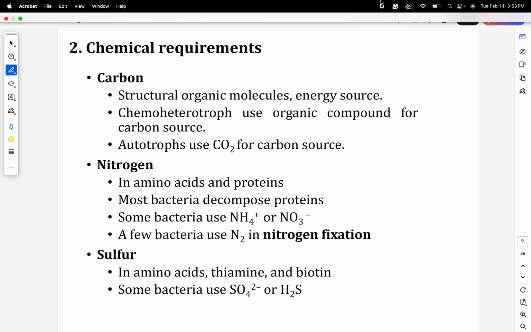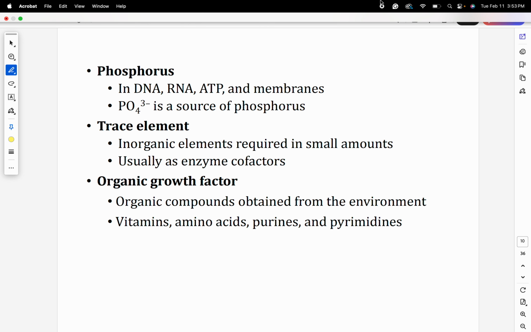Then sulfur, which is related to some amino acids, to thiamine and biotin. So some bacteria may make use of sulfate or hydrogen sulfide as their source of sulfur atoms. For phosphorus, of course, as another chemical requirement, it is important for nucleotides, DNA, RNA, and definitely the energy molecule, ATP. Also, phosphorus is important for the structural organization of membrane comprising elements, the phospholipids, which have phosphate groups attached to them. So phosphate can be a source of phosphorus for microbes.